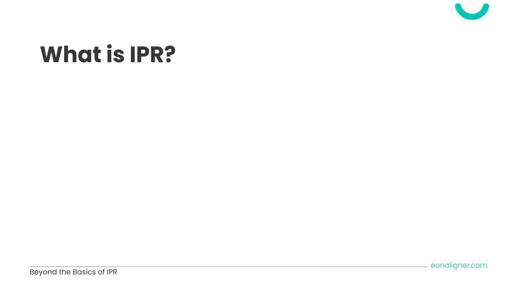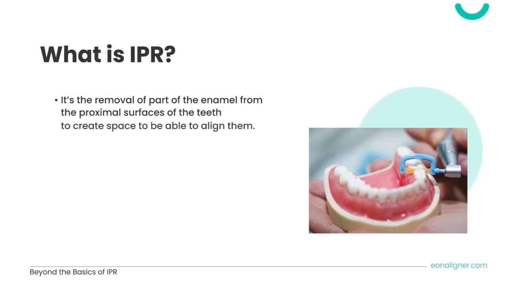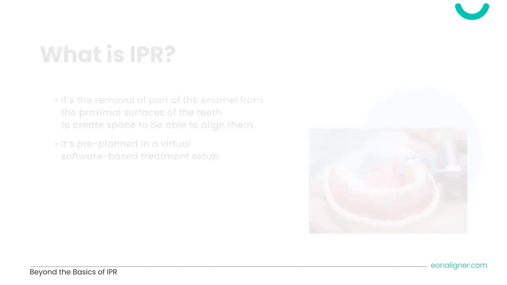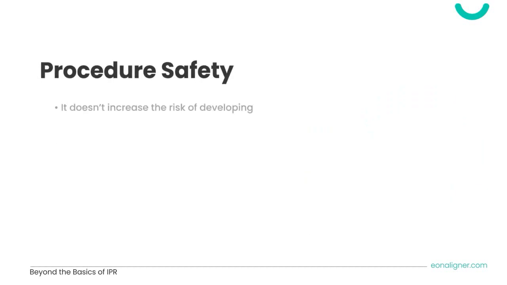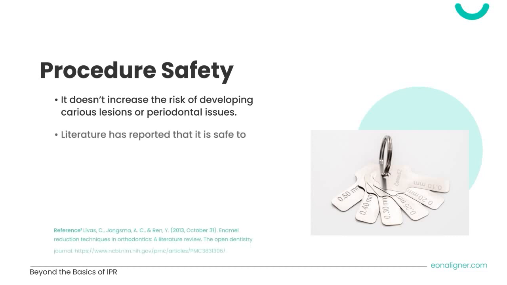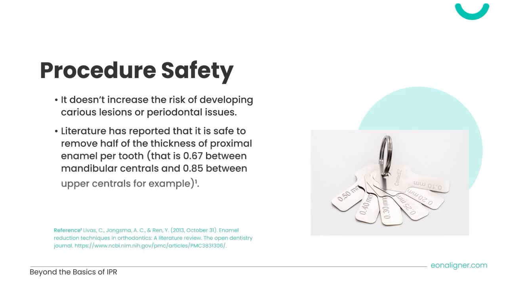What is IPR? It is the removal of part of the enamel from the proximal surfaces of teeth to create spaces in order to be able to align them. It's pre-planned in a virtual software-based treatment setup. Is it safe? It doesn't increase the risk of developing carious lesions or periodontal issues. Literature has reported that it is safe to remove half of the thickness of proximal enamel per tooth.